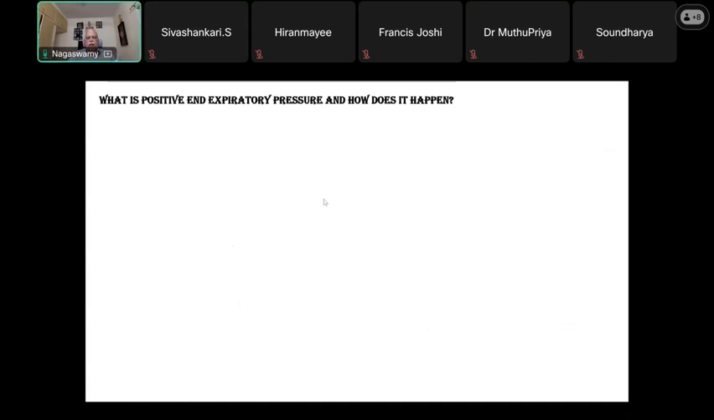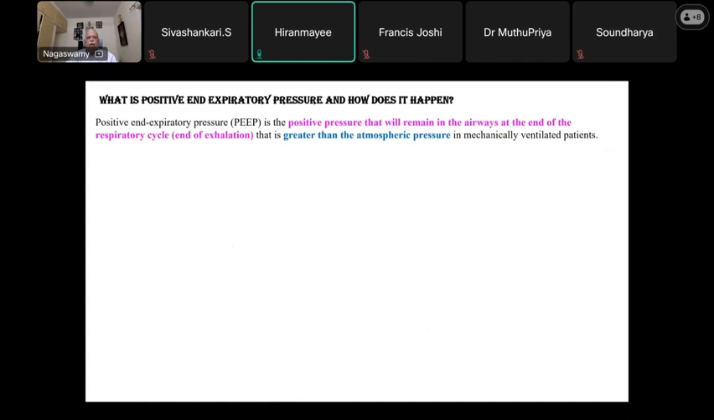Now comes the next concept of positive end expiratory pressure, and how does it happen? Do we have a positive end expiratory pressure in our body in a normal respiration? Yes, sir. So what is the purpose of that? To prevent complete collapse of the alveoli. Complete collapse. Very good. It's a positive pressure that will remain in the airway during the respiratory cycle at the end of exhalation, and that is greater than the atmospheric pressure in the mechanically ventilated person.